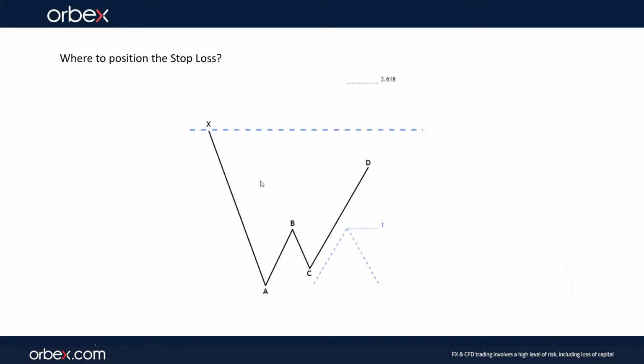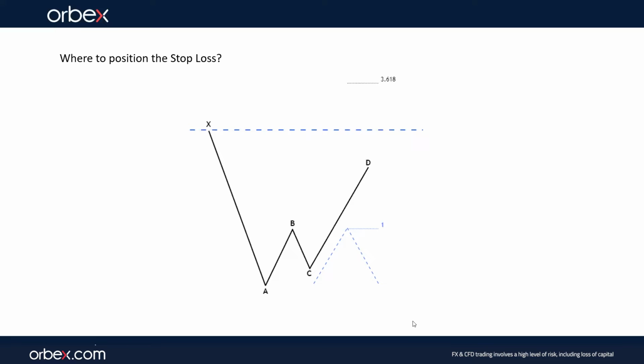Now, we've gone through where to enter the market, but now where to put a stop loss. A lot of traders for this particular pattern put a stop loss on the top of where the harmonic started at the beginning of point X, which is usually roughly about 10 or 20 pips away from point D, which isn't a bad stop loss if you are dependent on your risk management and obviously your trading style.